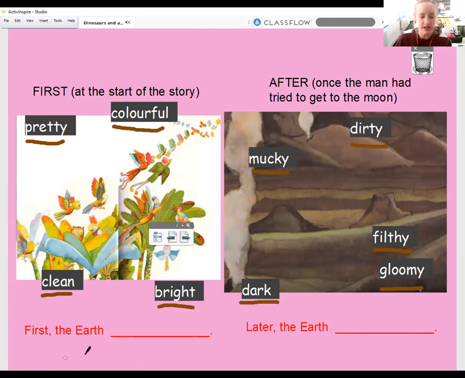So I've got underneath down here on the bottom some sentence starters. And we're going to say, first the Earth was. So I'm going to look at using one of my adjectives, and I'm going to say, first the Earth was clean. What could you say at home about your picture? So I said, first the Earth was clean. What could you say? First the Earth was, have a go.